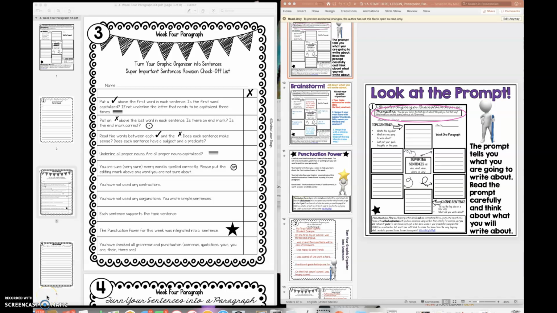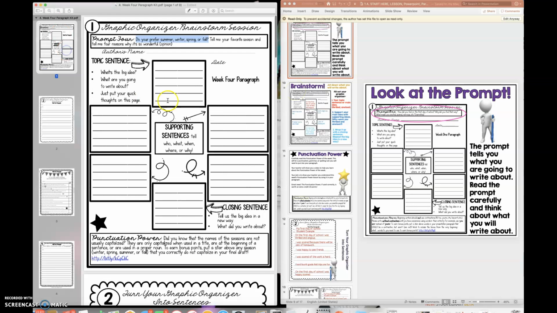Okay, so today's Tuesday, and we are going to be doing the super important sentences revision checkoff list. And what I decided to do is also put some examples over here. Remember, this is from the very first week that we did it, so the prompt for the examples on this side is different, but at least it will help make sure you're in the right place.